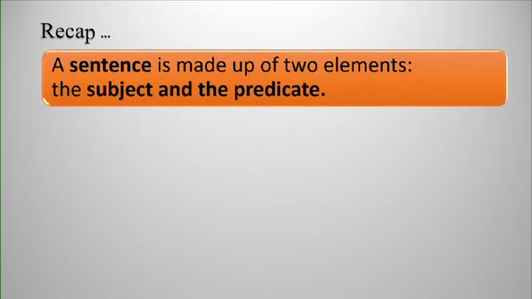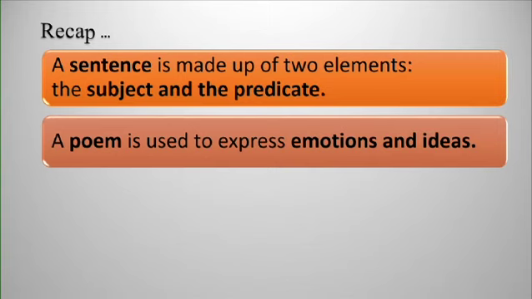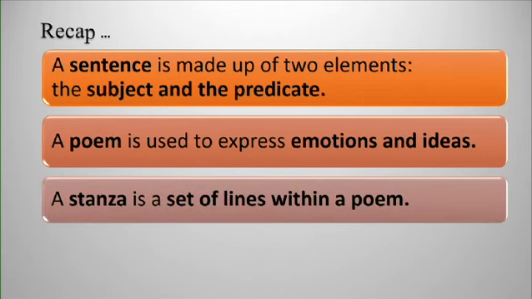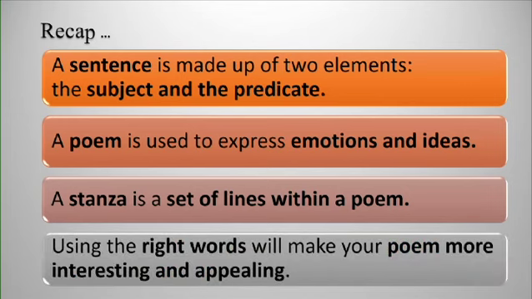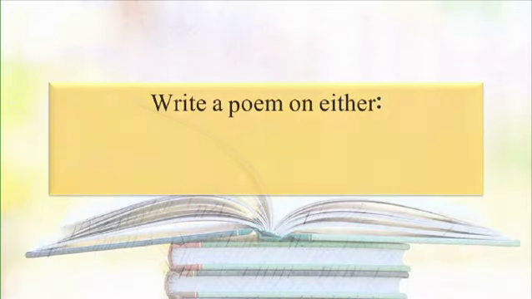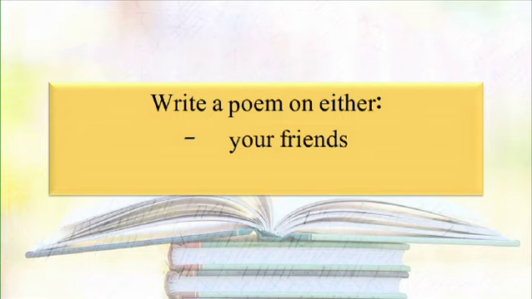So, to end, in this lesson, you have learned that a sentence is made up of 2 elements, the subject and the predicate. That a poem is used to express emotions and ideas. That a stanza is a set of lines within a poem. That using the right words will make your poem more interesting and appealing. Now, you can try writing a poem on either your friends or your family.